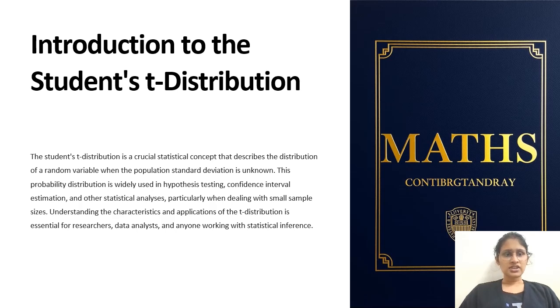Introduction to the Student's t-distribution. The Student's t-distribution is a crucial statistical concept that describes the distribution of a random variable when the population standard deviation is unknown. This probability distribution is widely used in hypothesis testing, confidence interval estimation, and other statistical analysis, particularly when dealing with small sample sizes.